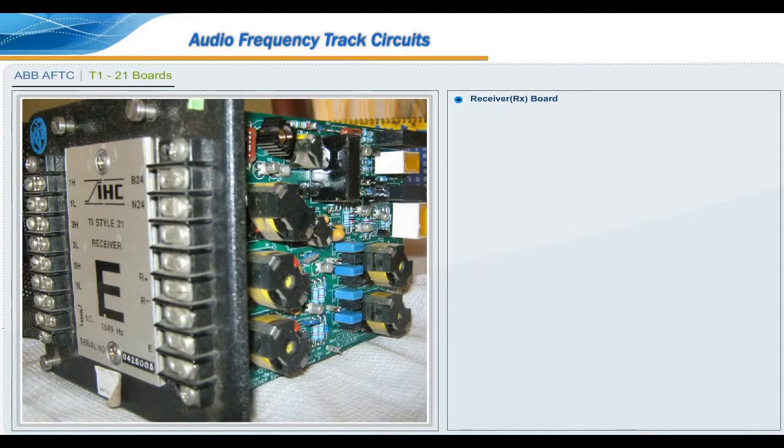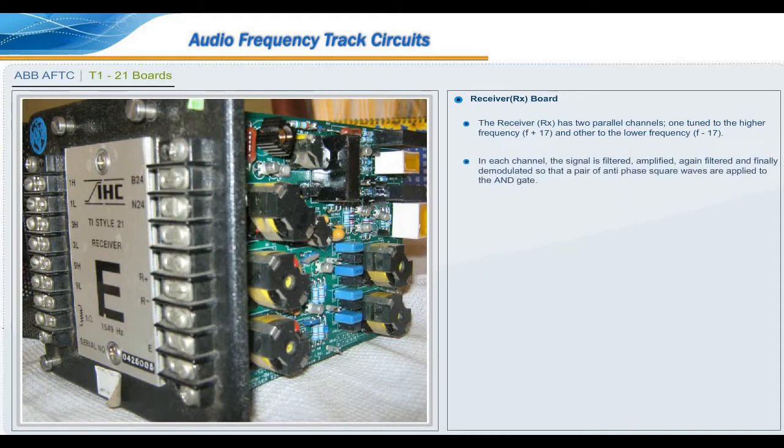Receiver RX board. The receiver RX has 2 parallel channels, one tuned to the higher frequency F+17 and the other to the lower frequency F-17. In each channel, the signal is filtered, amplified, filtered again, and finally demodulated so that a pair of anti-phase square waves are applied to the AND gate. The AND gate gives the required constant negative output only when both waves are present in antiphase to each other.